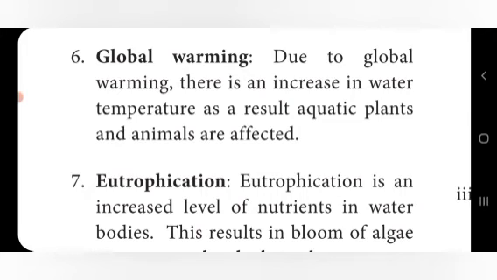Due to global warming, what will happen? There is an increase in water temperature. The icebergs are melting and the sea level is also increasing. Because of the rising temperature, the aquatic plants and animals are also affected.